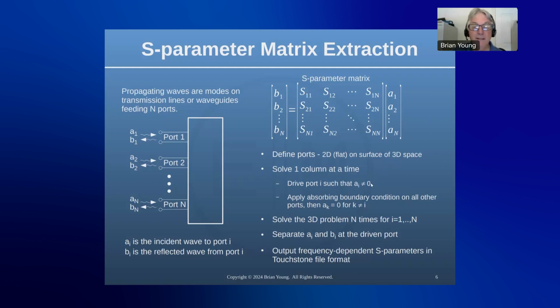Once you've done that, you can then output the results in a touchstone file format, which is what all the circuit simulators pull in. Results viewers, plotters, everything depends on touchstone files.